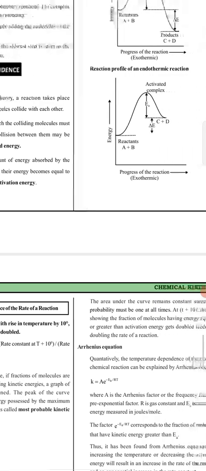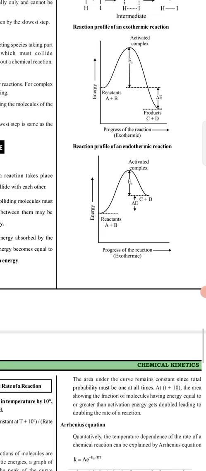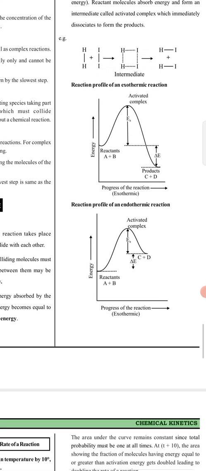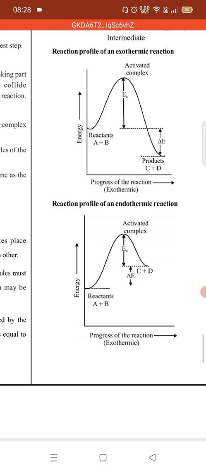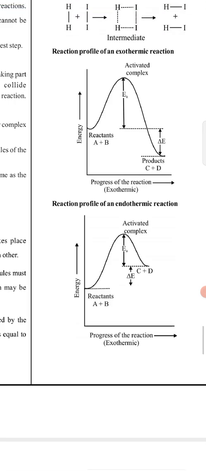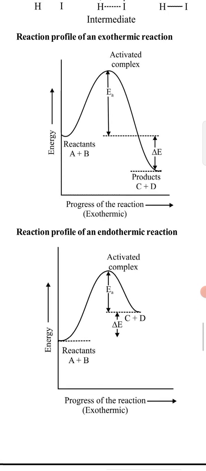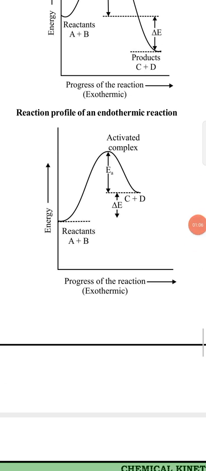So, we can give an example like this. We can give one plot where reactants are there for an exothermic reaction and products are there. It is also an energy diagram. All of you can see the activated complex here, and this is called the delta E. We denote the activation energy by EA. So, this is for the exothermic reaction and this is for the endothermic reaction.